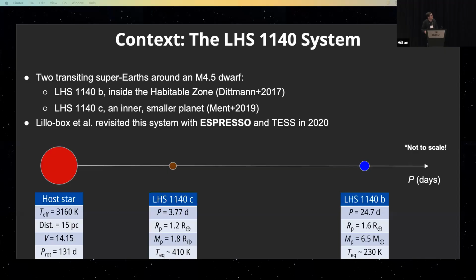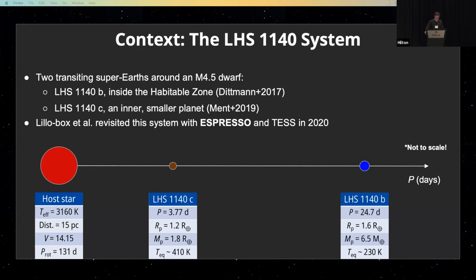So I guess a lot of you are familiar with the LHS 1140 system, a famous system with two transiting super-Earths around an M4.5 dwarf. The first one, LHS 1140b, on a 24-day orbit was discovered in 2017. Planet B resides in the habitable zone and this system is the second closest with a transiting planet inside the habitable zone after the TRAPPIST-1 system.